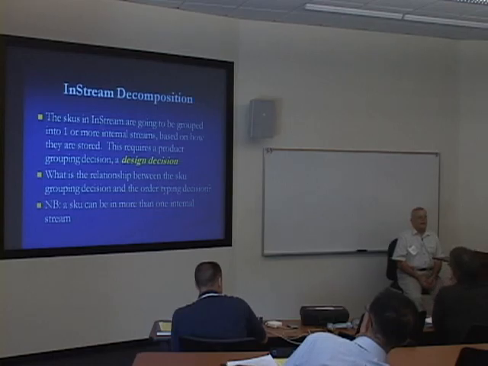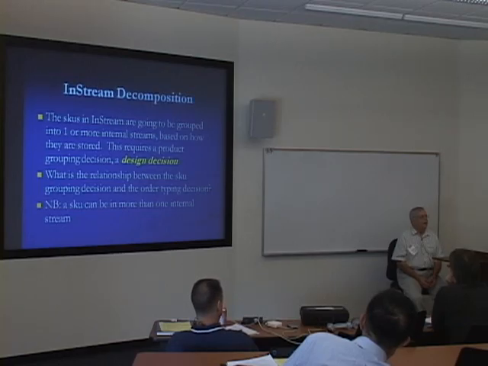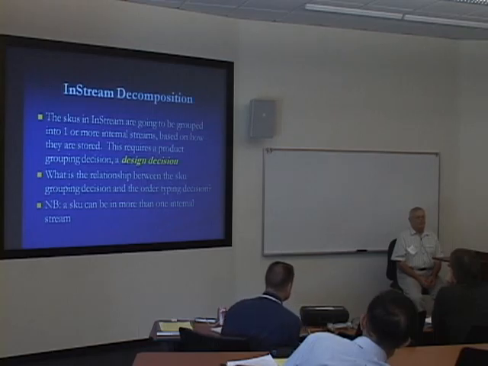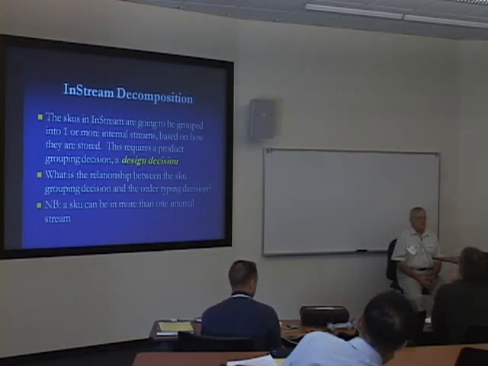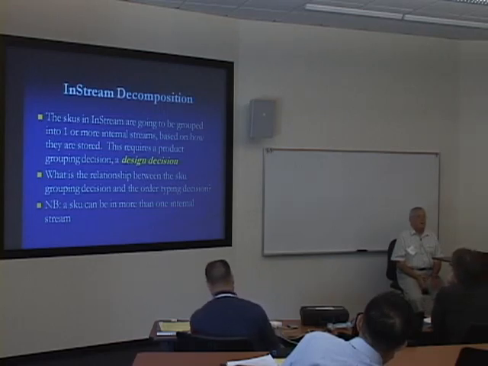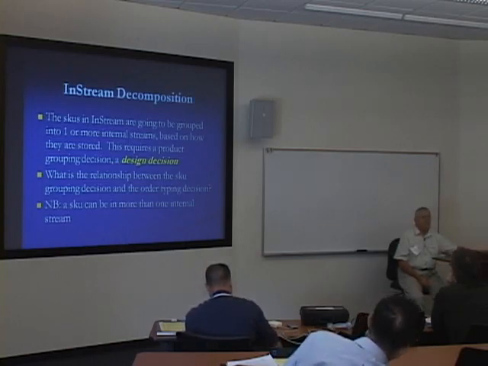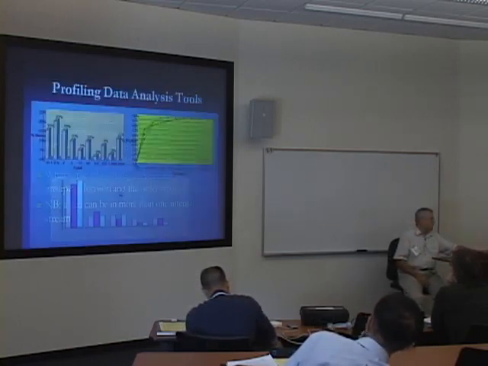I can take a particular item and treat it more than one way. I may have goods that come in on pallets, and I'm going to store them as pallets. But I may also want to store them someplace where I can retrieve cartons quickly. So I might take a particular arriving good and put it in more than one internal stream, because I have two different ways I want to treat it.